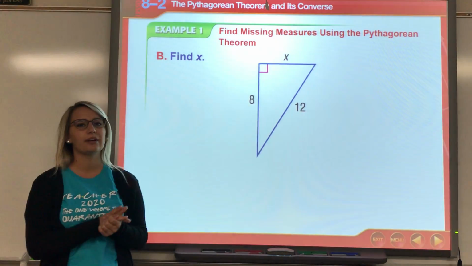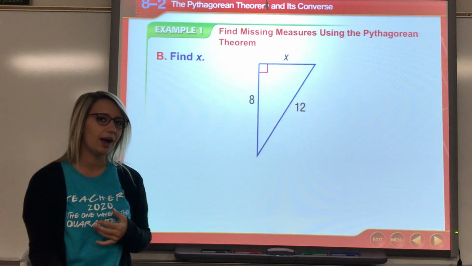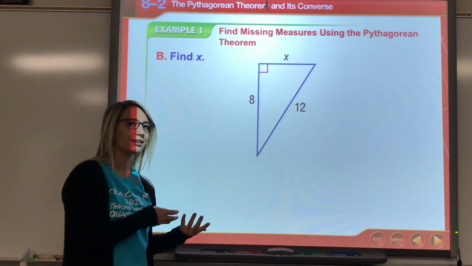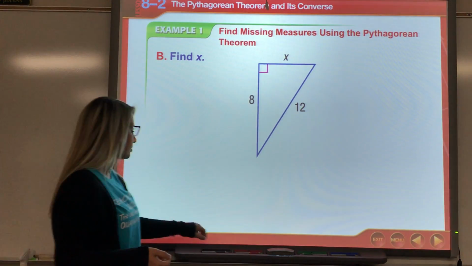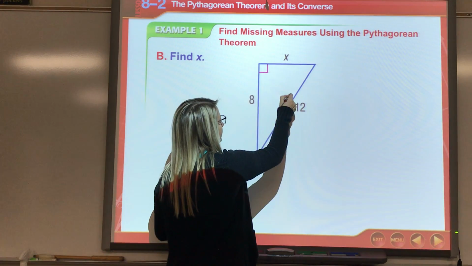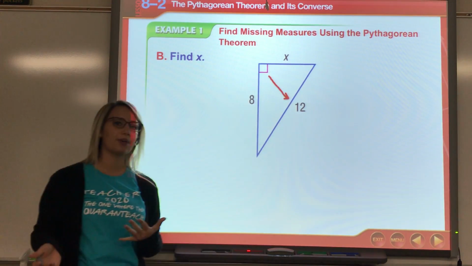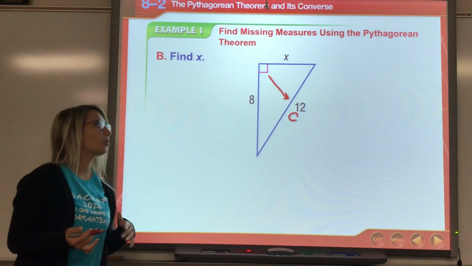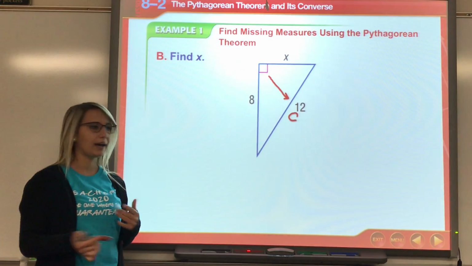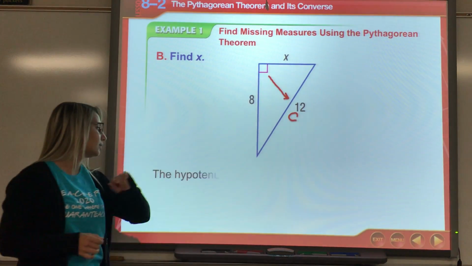Here's another one. Now notice we're not finding the hypotenuse, we're finding one of our side lengths. So the order that we put things in is going to be a little bit different. 12, that side is our hypotenuse because it's opposite of the right angle, so that's our c. Now this x looks a little bit shorter than our other length, so I'm going to call that a, and then h would be b.